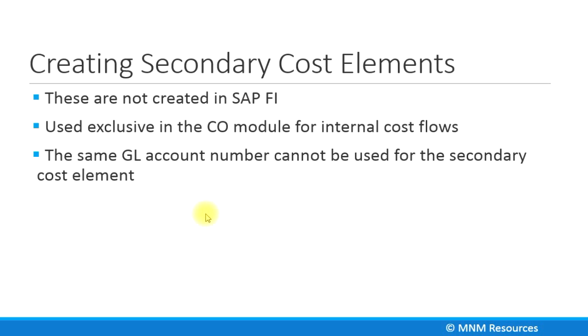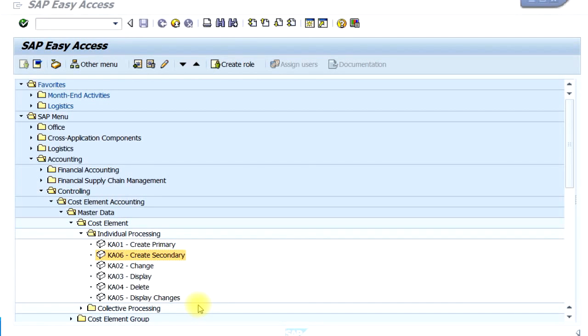Now let's look in the system at creating a secondary cost element. You have to create a secondary cost element via the SAP Easy Access menu. Remember, you can't create this via the FI module where you go to FS00 and you choose edit cost element. You can't do that option. You have to create a secondary cost element via the short transaction code KA06. You can also create this by the menu path over here: Controlling, Cost Element Accounting, Master Data, Cost Element, Individual Processing, and Create Secondary Cost Element. So let me execute this transaction.